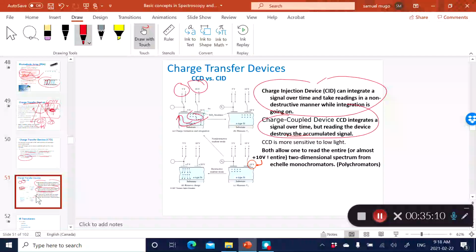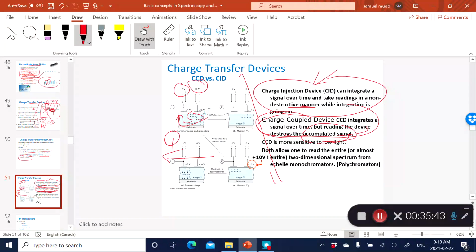And as such, in this case, you can actually amplify the signal, because you're not destroying it, so you can collect the signal possibly for a minute, and then you do the measurement. But with a CCD, it's more difficult to accumulate the signal, because anytime you try to measure the signal, you are destroying that charge, because you are making it transition to a charge amplifier to do the detection.